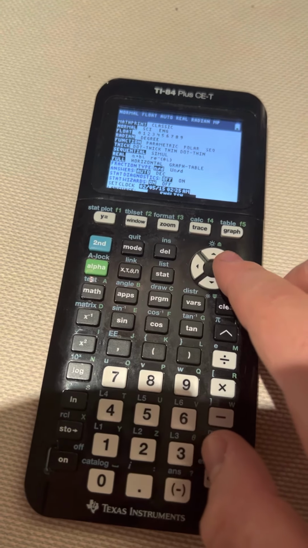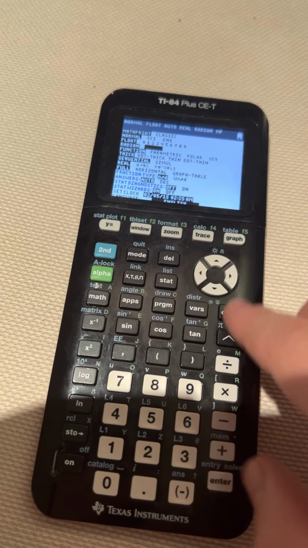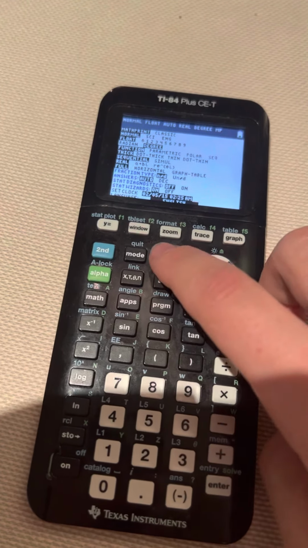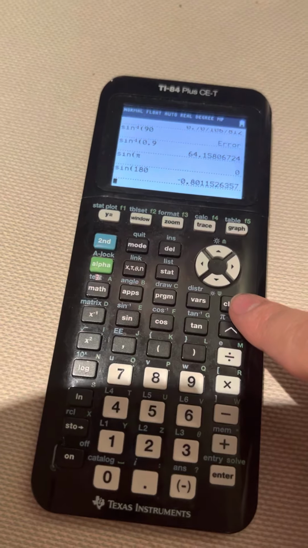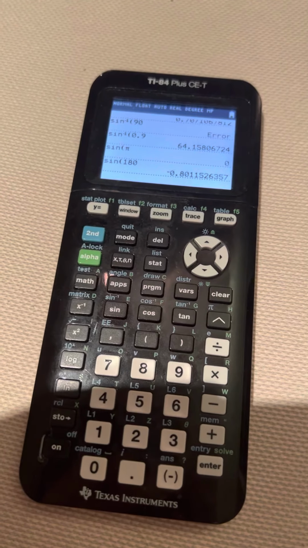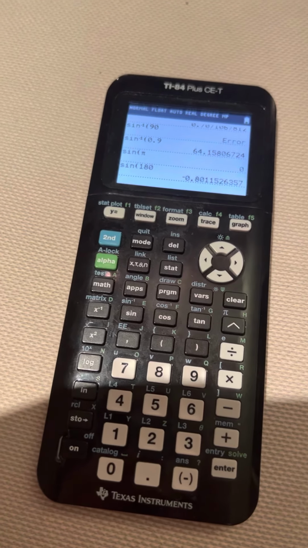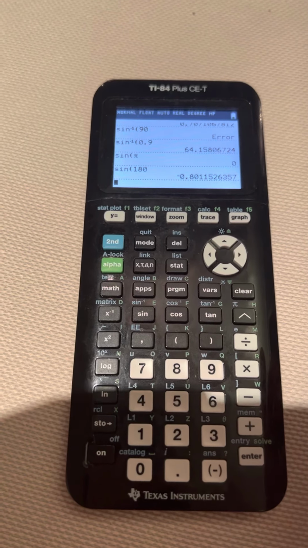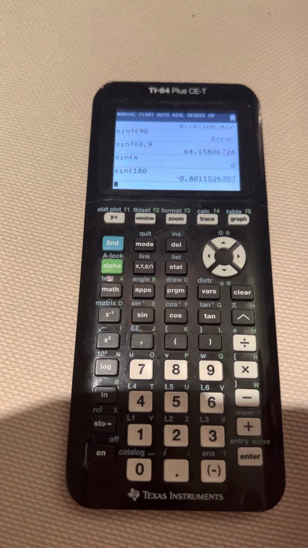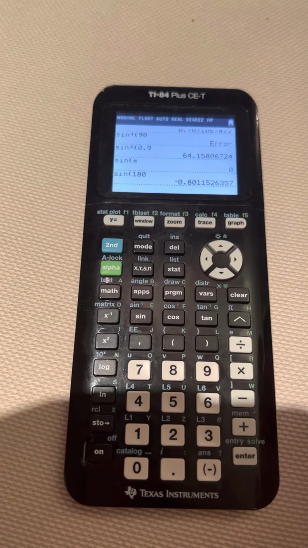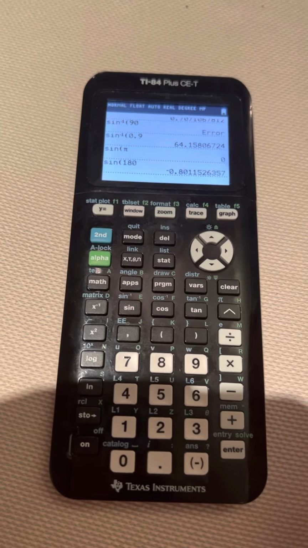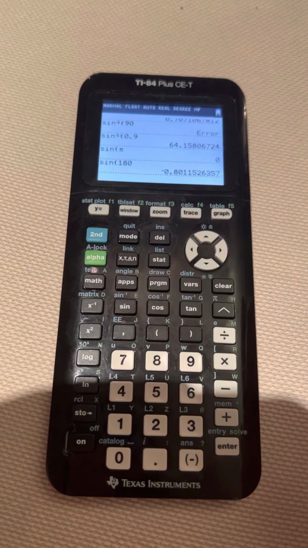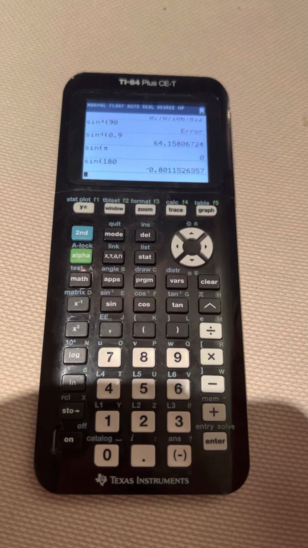It is very important to use these modes and be careful while using them. Now clear. This was all for today. Thank you all for listening. This is basically how to use the sine, cosine, and tangent, as well as the inverses of these buttons with this TI-84 Plus.